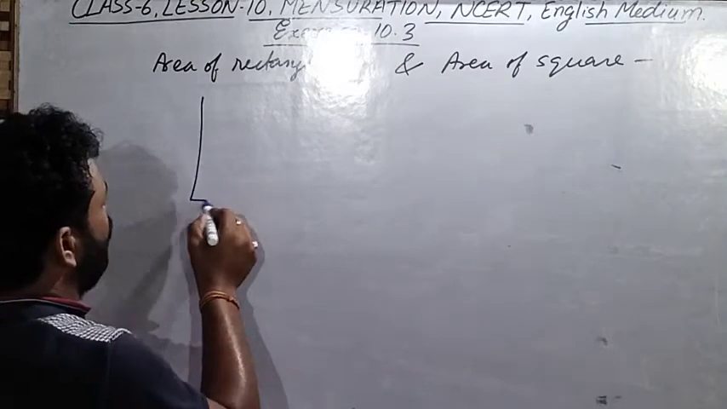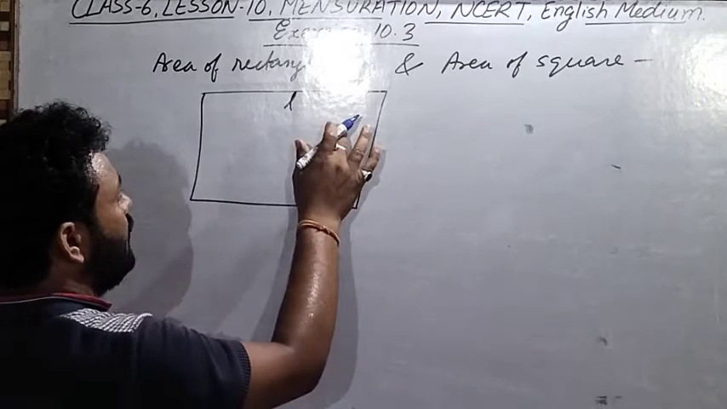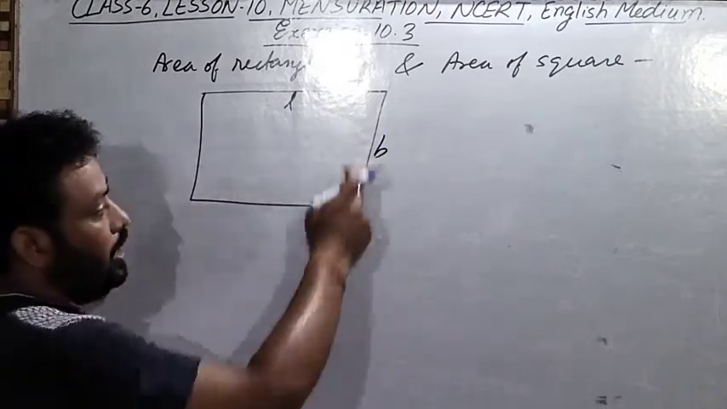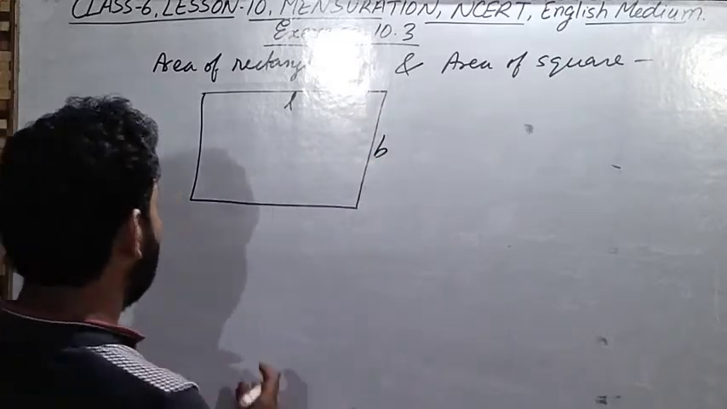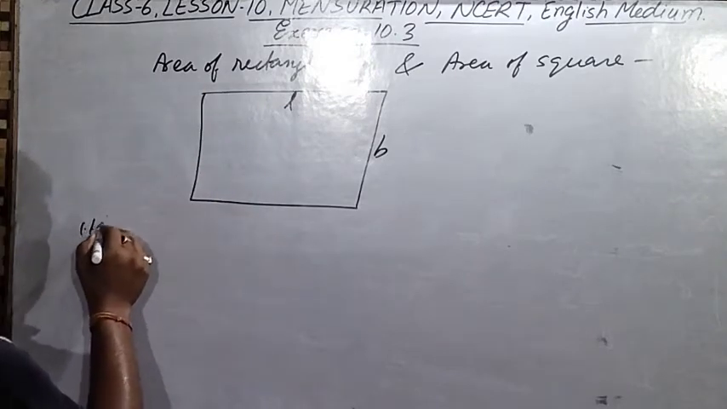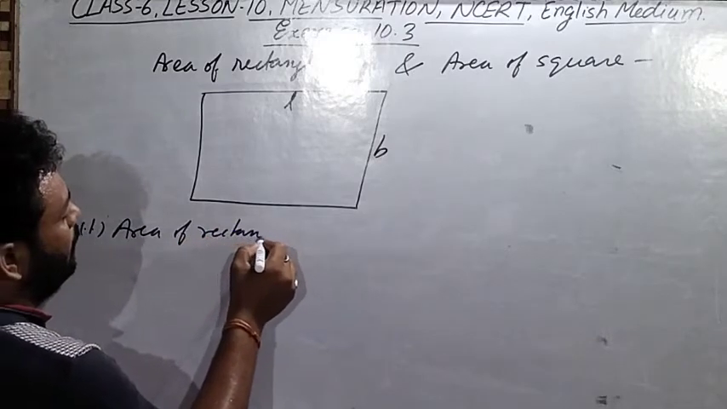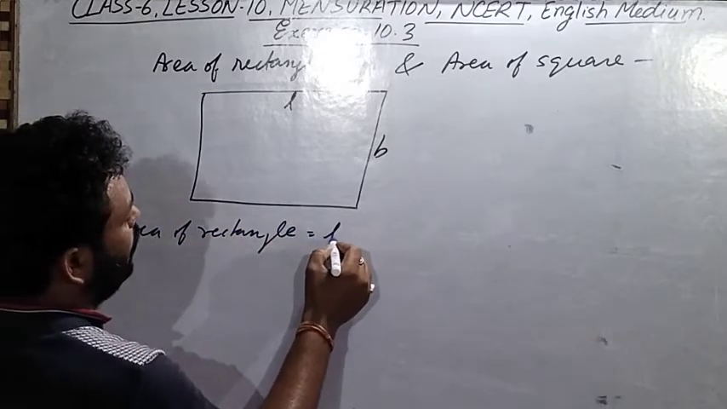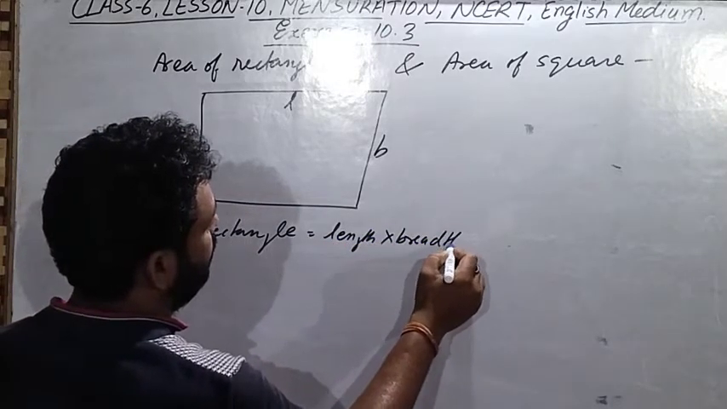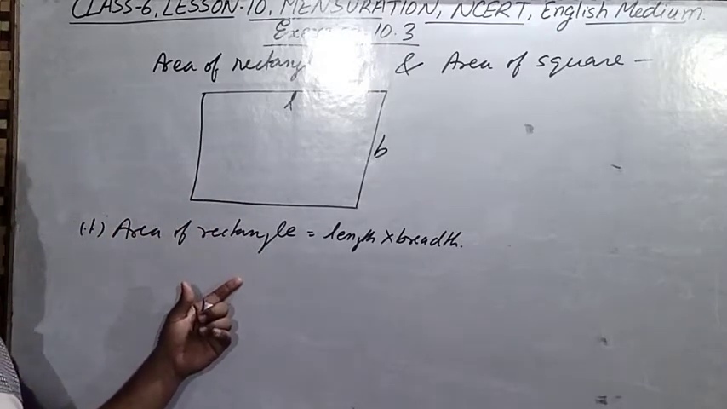Rectangle is a closed four-sided figure whose longest side is known as length and shorter one is known as breadth. लंबा वाला साइड को लेंथ कहते हैं, शॉर्ट वाला छोटा वाला साइड को ब्रेथ कहते हैं. इसका एरिया कैसे फाइंड करेंगे? तो एरिया ऑफ रेक्टेंगल, फर्स्ट फॉर्मूला जो आपका है, एरिया ऑफ रेक्टेंगल इक्वल टू लेंथ इनटू ब्रेड्थ. फर्स्ट फॉर्मूला ये है, आप इसको नोट कर लीजिए.